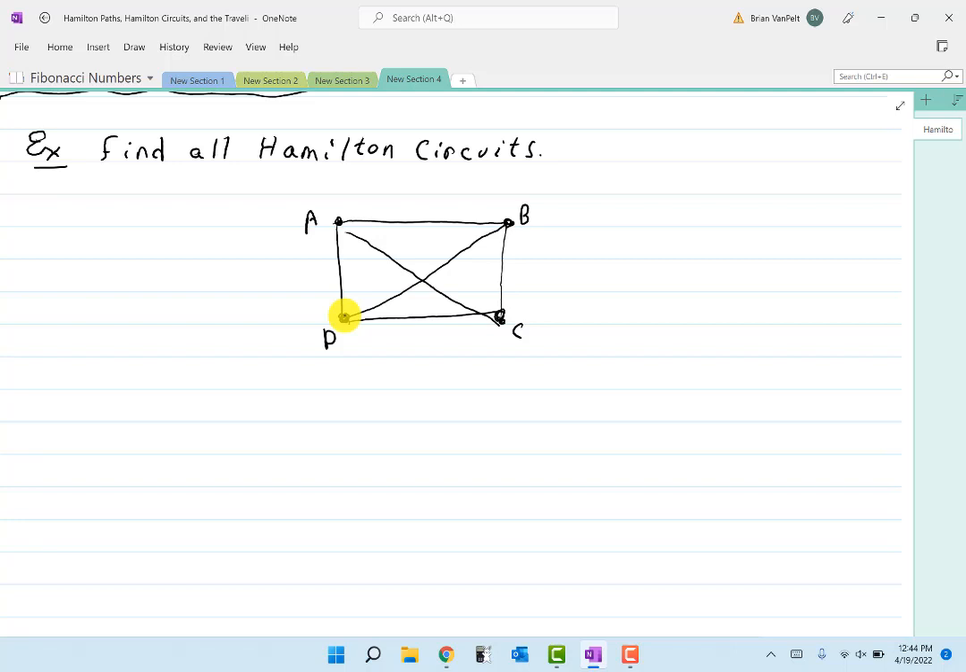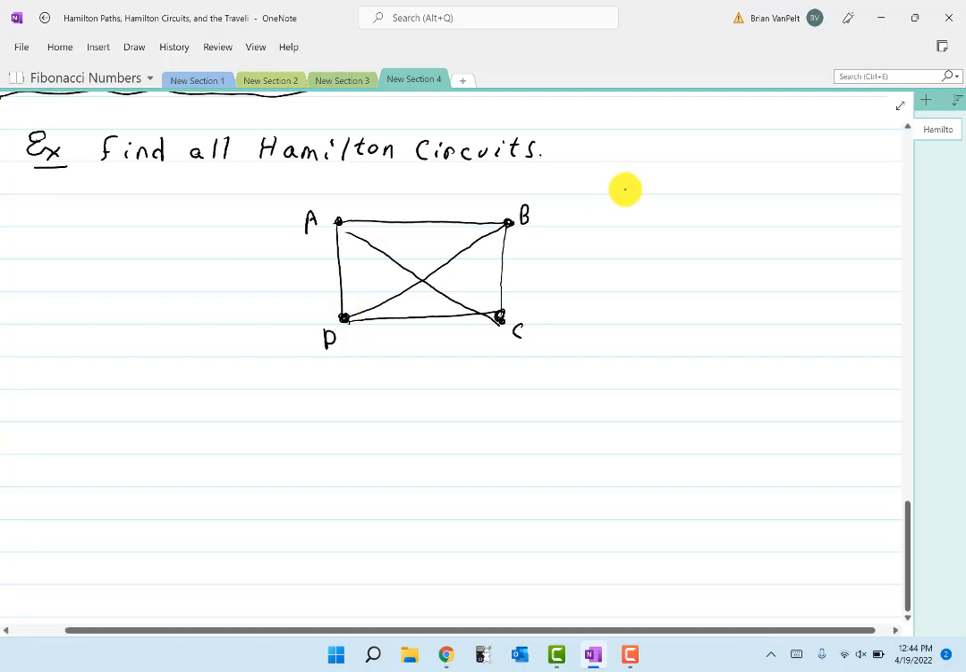I'm going to start all of these with A. You can start at whatever you want, it doesn't matter, but I'm going to start all of mine at A. So let's take a look. One simple way to go is A, B, C, D, and then back to A. All I did was go around the outside of the graph.